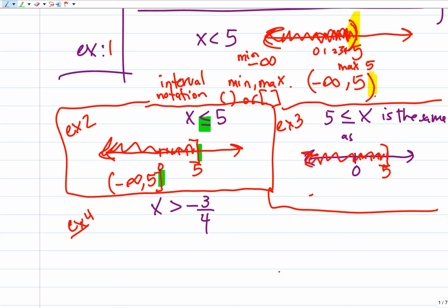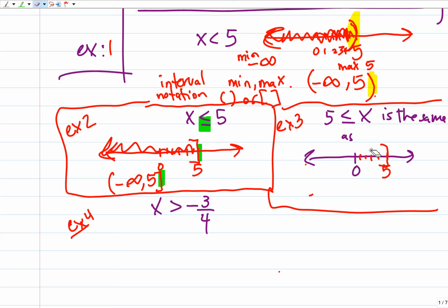The issue is shading to the left is wrong. You're like, why? It's less than. No, let's pick a number to the left of 5. Pick like the number, how about 0? Is 5 less than or equal to 0? See, we just shaded and we thought 0 was one of our solutions. Is 0 one of our solutions? So you will not shade this to the left. It's wrong.